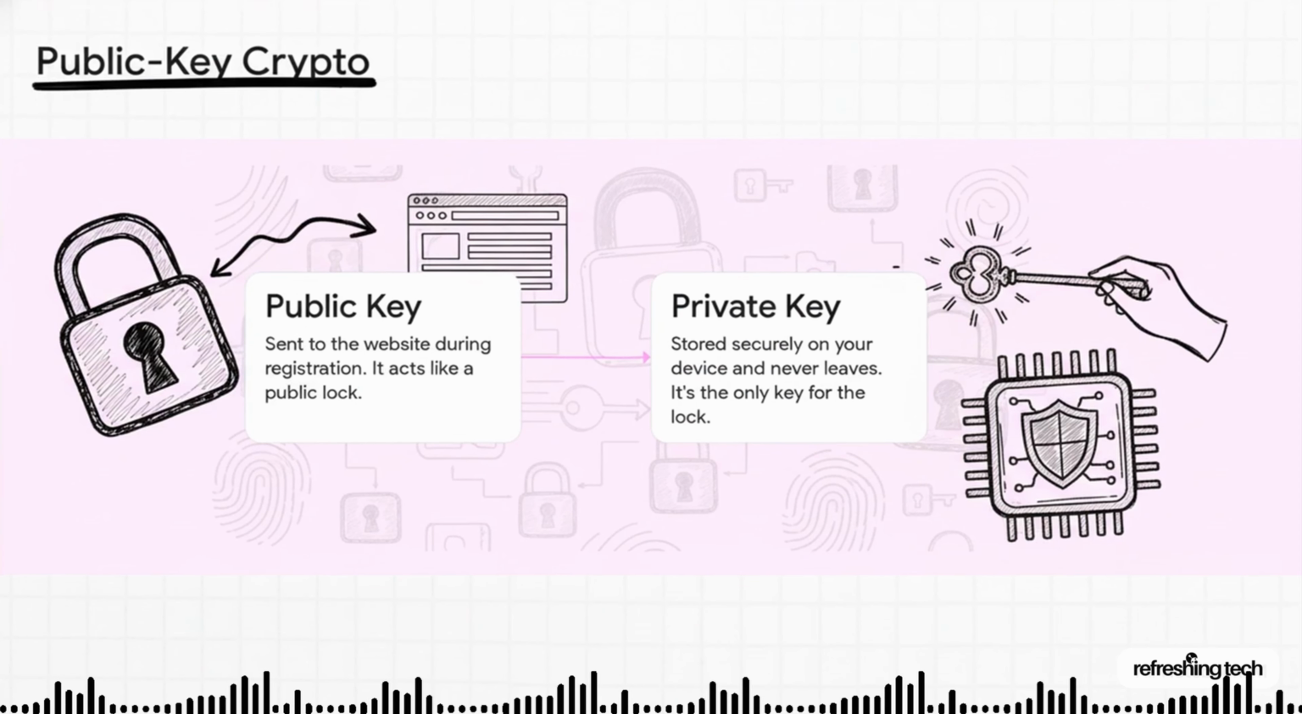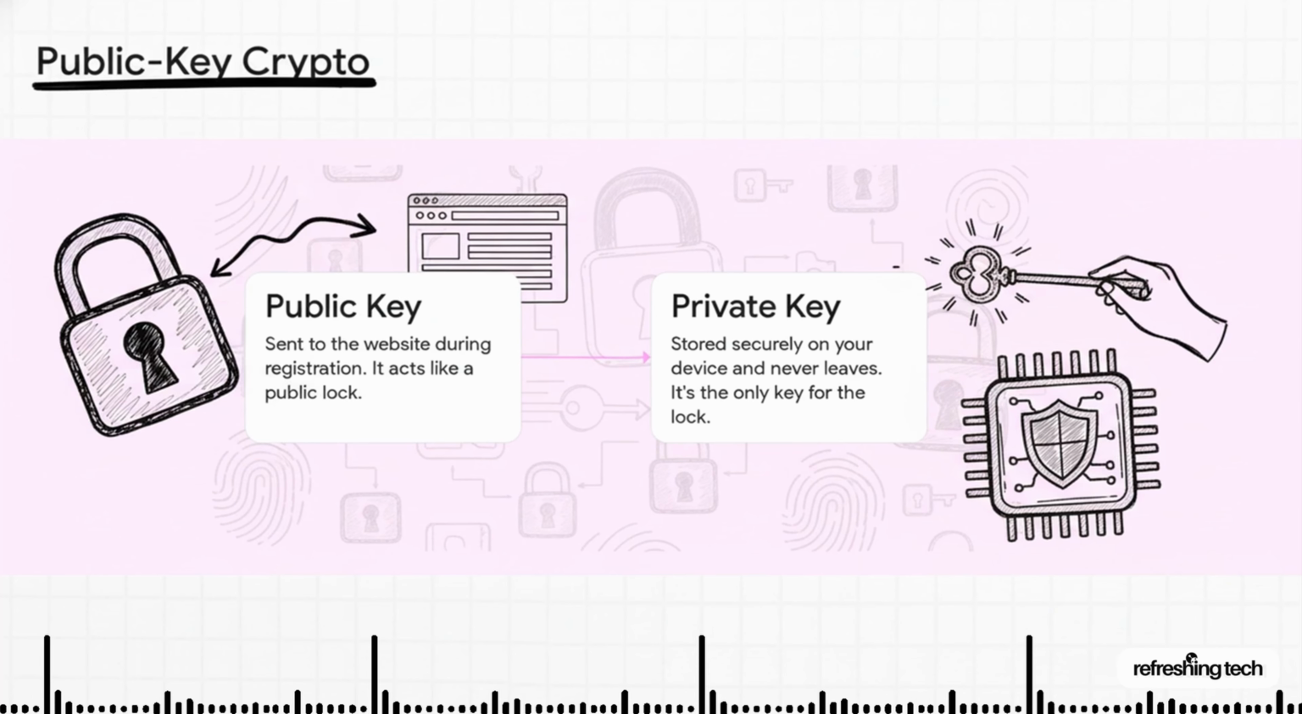The whole thing is based on this really powerful idea called public key cryptography. When you create a passkey, your phone or computer generates a unique pair of keys that are mathematically linked. The public key, which is kind of like a special open lock, gets sent to the website. But the private key, the only key in the universe that can open that lock, stays safely tucked away on your device. So when you log in, the website sends a little puzzle, and only your private key can solve it, proving it's you, without ever revealing the secret.